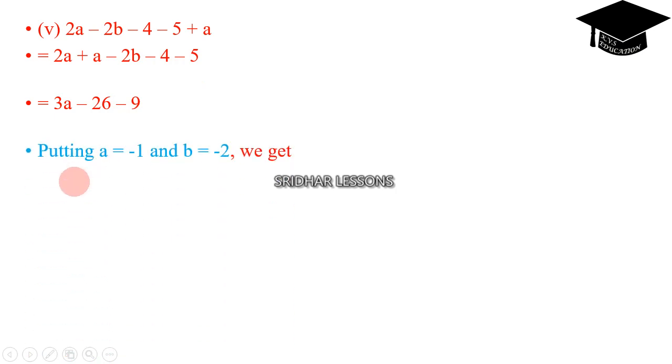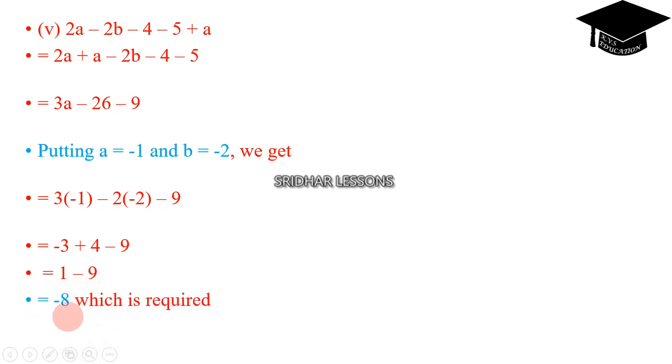Question number 5. 2a minus 2b minus 4 minus 5 plus a. After a rearrangement, 2a plus a minus 2b minus 4 minus 5. That is 3a minus 2b minus 9. So putting a is equal to minus 1 and b is equal to minus 2. 3 into minus 1 minus 2 into minus 2 minus 9. So minus 3 plus 4 minus 9. This is equal to 1 minus 9, which is equal to minus 8.